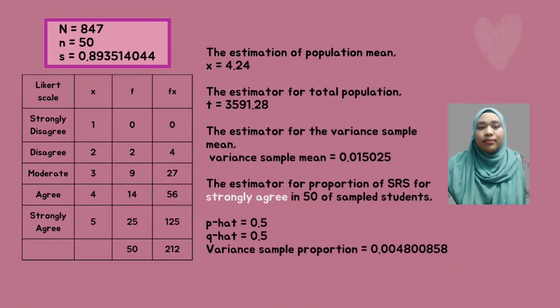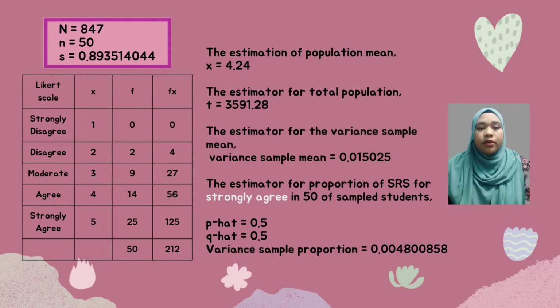an exam at night. Based on the table, we can calculate the estimation of the population mean, which is total fx or sum of xi divided by n sample, and we get x bar equal to 4.24. For the total population, just multiply the population mean with the n population. For variance sample mean, if we follow the formula, we get 0.015025. For the proportion, I choose to do the proportion who choose strongly agree in the 50 sample students. We get P hat 0.5 and Q hat 0.5, and for variance proportion, we get 0.008, calculated based on the given formula.